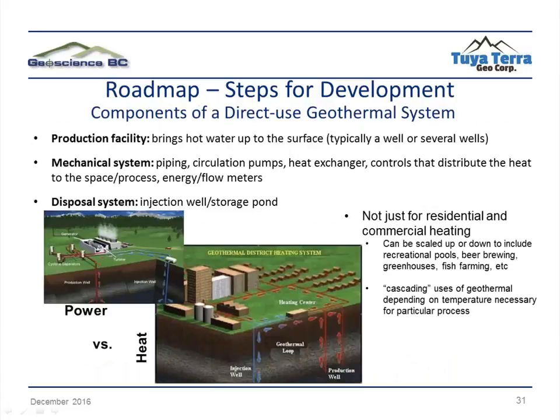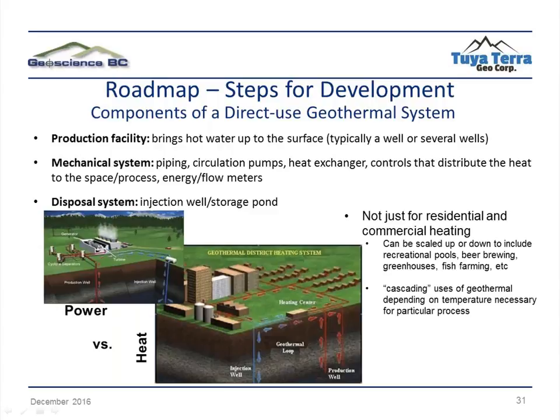So the different components of a direct-use geothermal system is, again, how do you get the hot water from depth to the surface? And that component is typically referred to as a production facility. So it's typically a couple wells or several wells. There's pumps incorporated into those systems that are bringing the water to the surface.